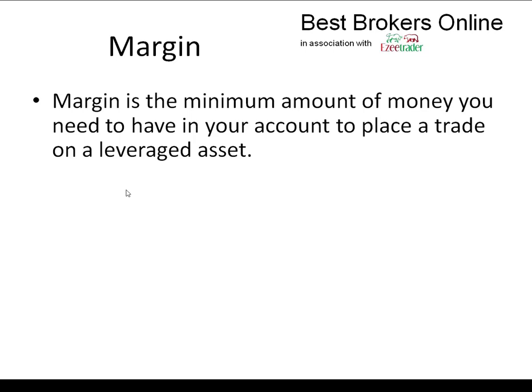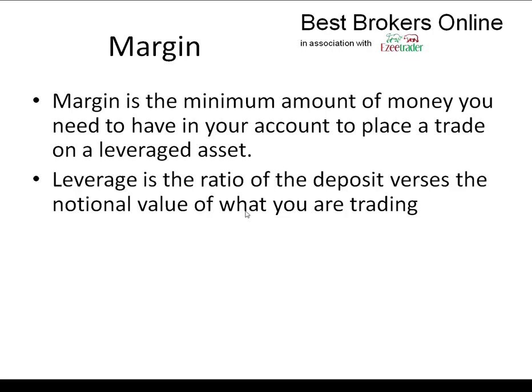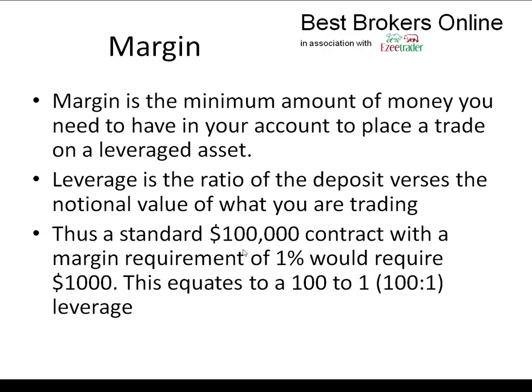An unleveraged asset would be something like a share that's not traded through CFDs. If you were to buy 50 shares in Amazon, you just buy the 50 shares and you own the 50 shares. You would have no margin on that at all. You'd be paying the full amount. It's only, as I say, when you're using anything that gives you leverage that you need to put a deposit down. Now, leverage itself is the ratio of the deposit versus the notional value of what you're trading. So I'm going to give you the example straight away here.